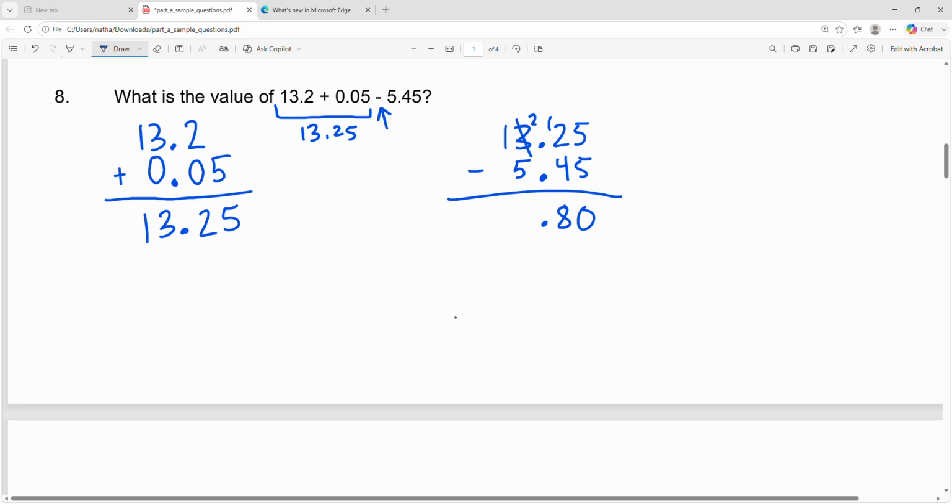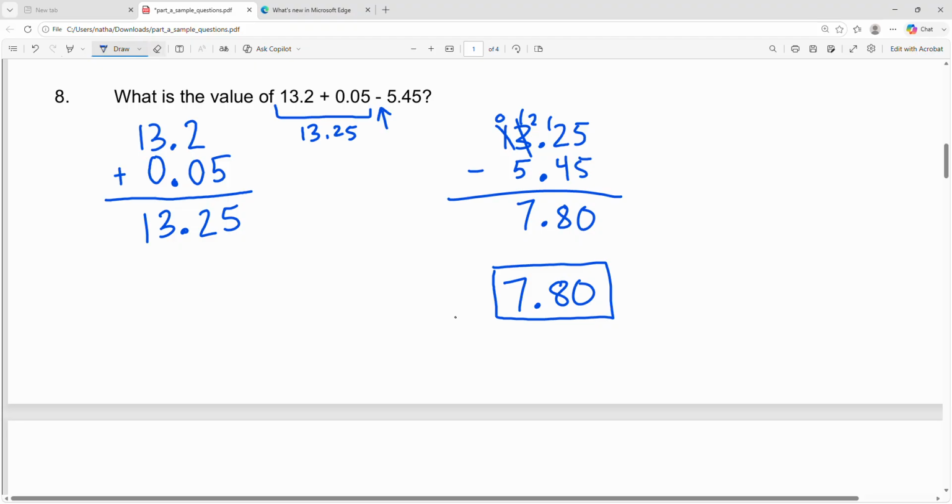Okay, 2 minus 5, can't do it. We're going to borrow from there. There's nothing left after we borrow the 1. So we're left with a 0, and we put our 1 in front of our 2. So we've got 12 now. 12 minus 5 is 7. Okay, so our answer should be 7.80. If they ask you to round it to the nearest tenth, of course, it would be 7.8. They didn't say here, so I'm just going to leave the answer as is. And there we have it.